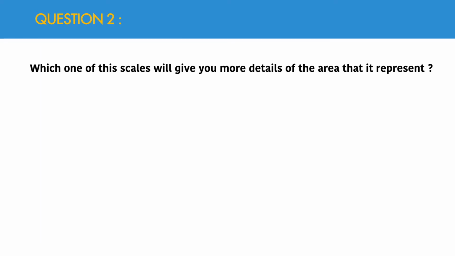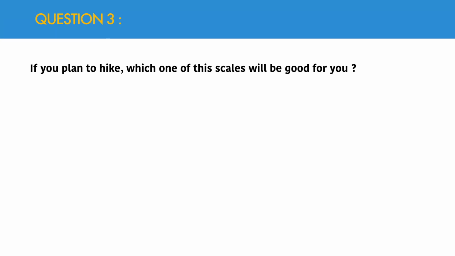Question number 2. Which one of these scales will give you more details of the area that it represents? A. 1 for 20,000, B. 1 for 25,000, and C. 1 for 250,000. Question number 3. If you plan to hike, which one of these scales will be good for you? A. 1 for 24,000, B. 1 for 100,000.